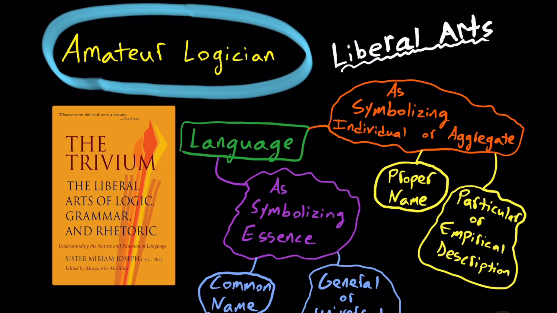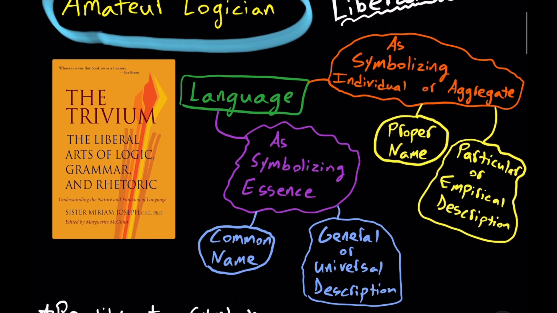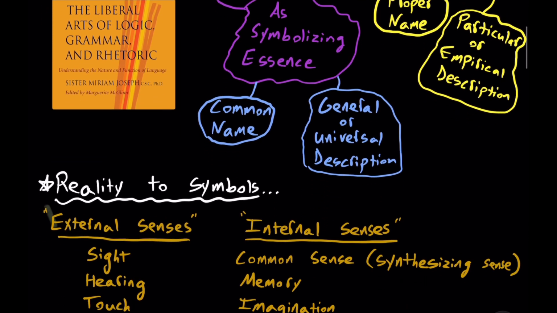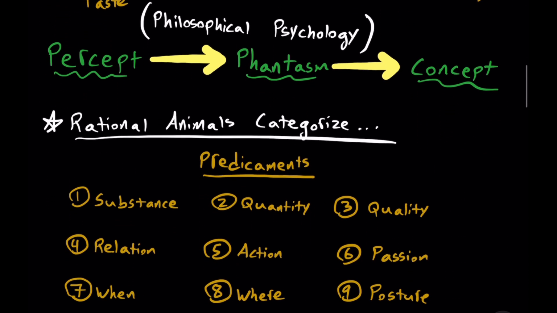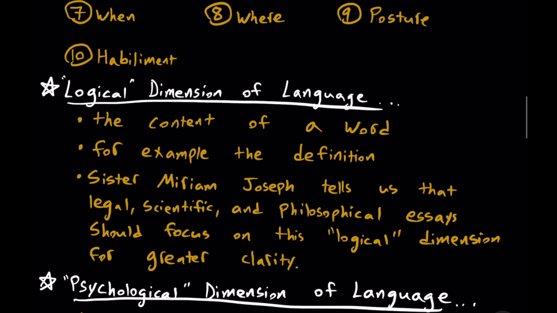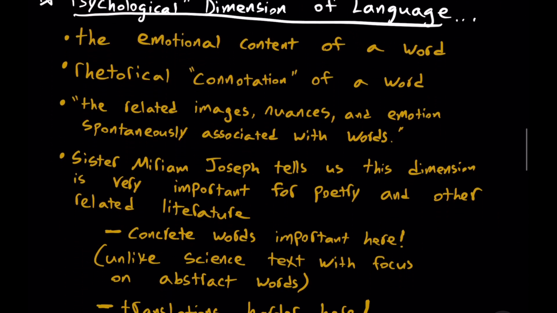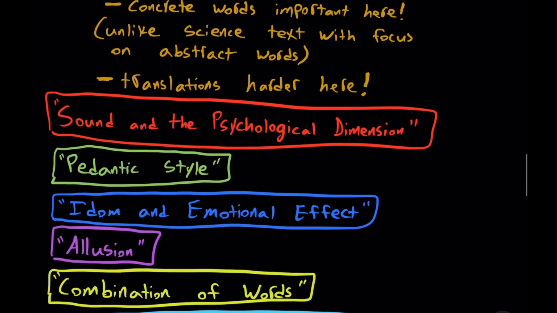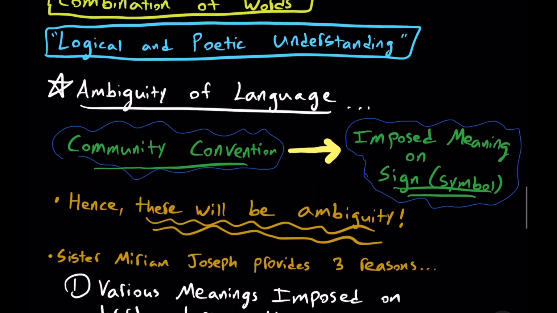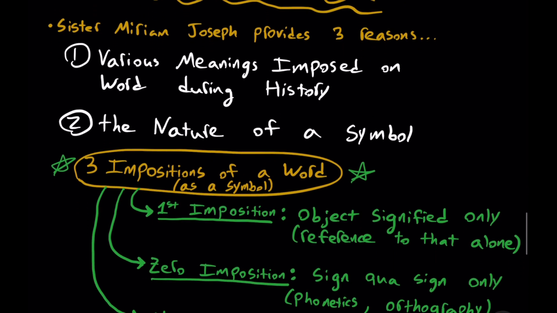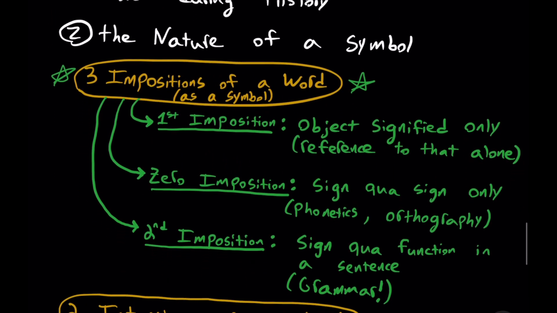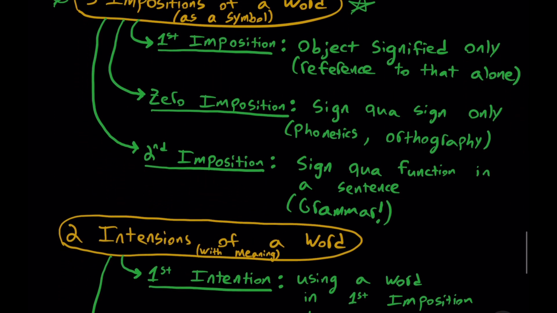I'm the amateur logician. With the help of Sister Miriam Joseph's book, The Trivium, The Liberal Arts of Logic, Grammar, and Rhetoric, we're going to think more about language. We're going to think about how we move from reality to symbols to form language. We're going to think about the predicaments, the logical dimension of language, the psychological dimension of language, and the various facets of that psychological dimension. We're also going to consider the ambiguity of language, and so on. We'll touch the impositions of a word and the intentions of a word.